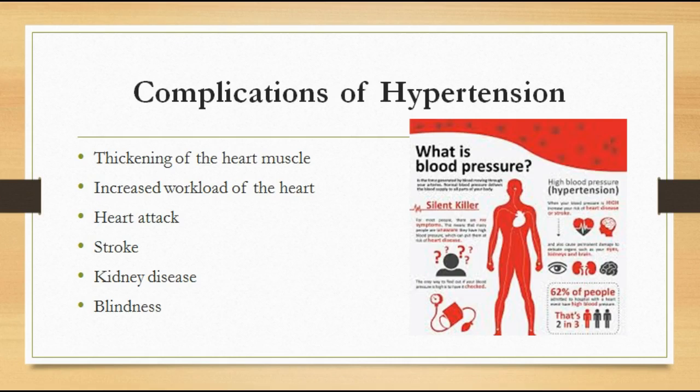Complications that can come as a result of hypertension. Thickening of the heart muscle. After a period of elevated blood pressure, your heart muscle, with the cholesterol that has accumulated, will start to thicken the heart muscle and start to close up. Then the heart will start working overtime. It will be working too much to push this blood to be able to circulate around your body.